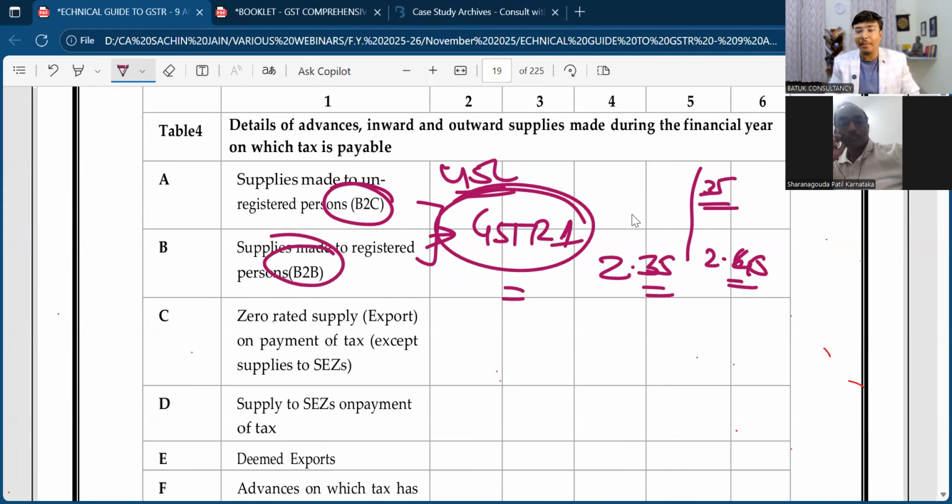Third scenario: suppose in your B2CS you have shown 45 lakh and in your B2B 2 crore 35 lakh. Okay. As per books of accounts, B2CS is 45, but B2B is 2 crore 45 lakh. That means 10 lakh rupees of sales which you have not reported yet. In that case, what will be the solution? You just need to reflect the figures here as per your books of accounts. Additional liability will automatically be created in your tax liability table, which we'll discuss later on.